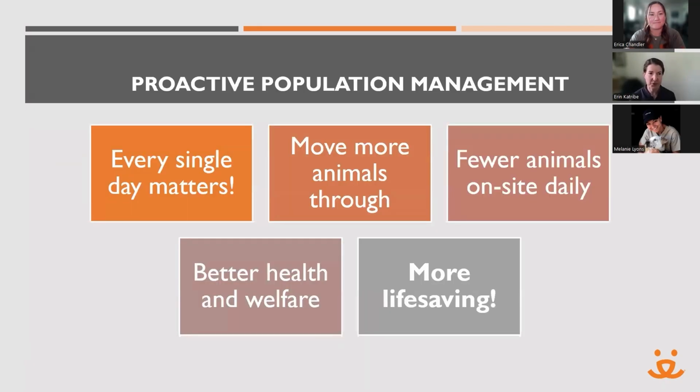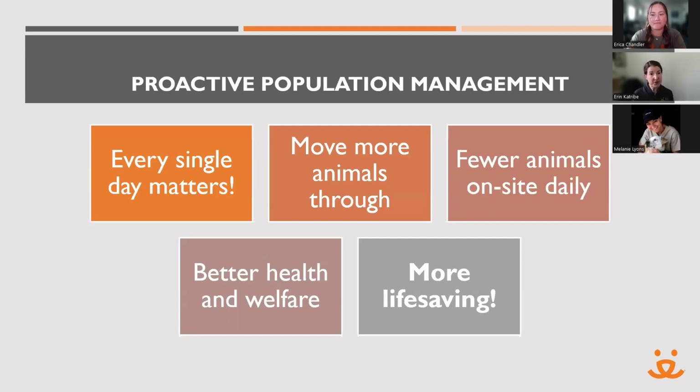Just a recap from before, from what you've heard in the first couple of labs, proactive population management. Every single day matters. Every extra day that even an individual animal spends in the shelter, that compounds over time. And every day that we can shave off of an animal's length of stay also compounds over time. What that means when we zoom out and look at the whole population is if we reduce our length of stay, we can move more animals through our systems.